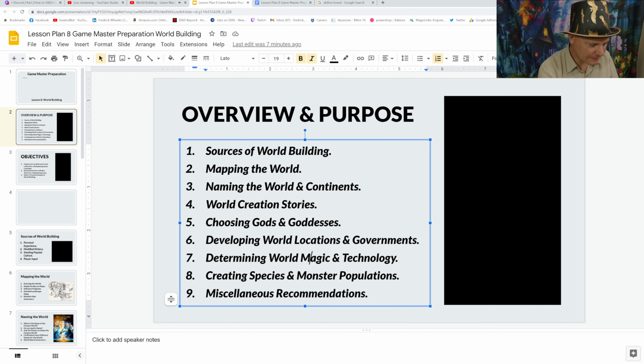World creation stories. 5. Choose gods and goddesses, yes. Choosing gods and goddesses. 6. Oh gosh. Developing world locations, governments.